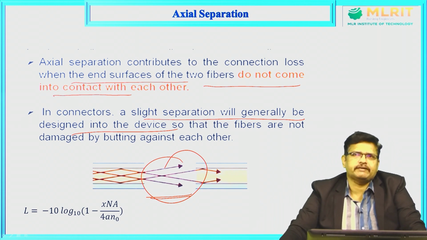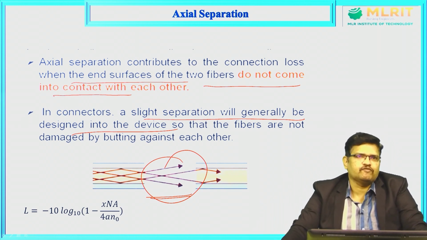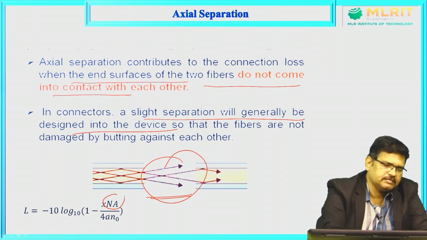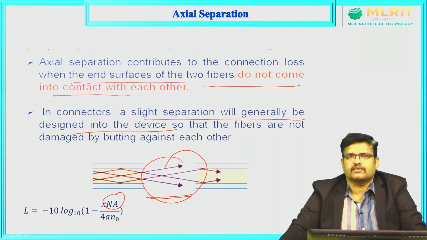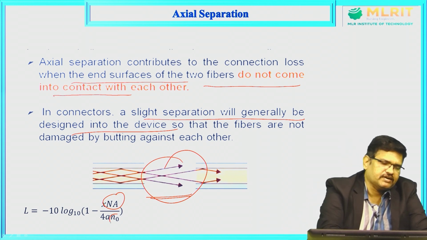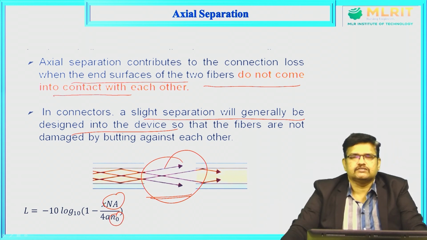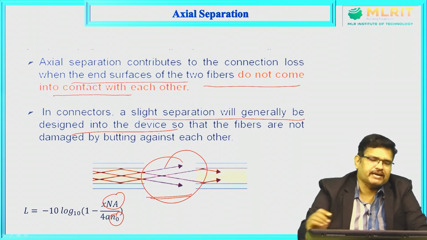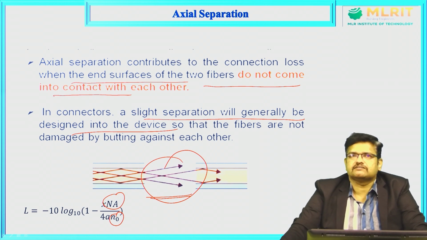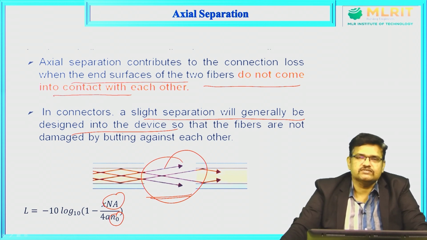The loss may be calculated. So loss L is equal to minus 10 log of 1 minus x NA by 4 A n naught, where NA is the numerical aperture, x is the axial separation distance, A is the radius of the core, and n naught is the refractive index of the air medium. So while calculating this loss, these are the parameters required, the parameters influencing the loss.